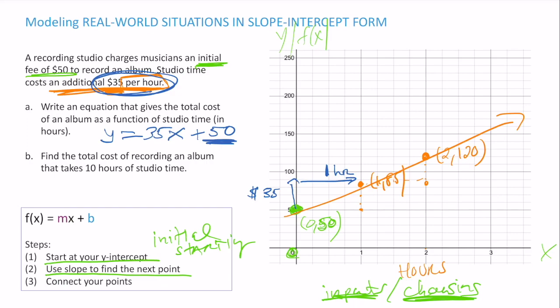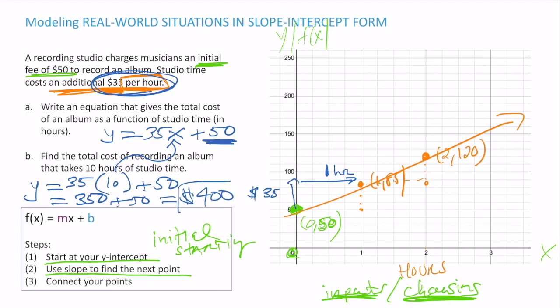Okay, last thing, find the total cost of recording an album that takes 10 hours. Well, we already know what the equation is, so we just got to ask ourselves, how much is it going to cost when x is 10, right? X is the number of hours. And I still have to pay that 50 no matter what. So I got to spend $350 for the hourly time, plus my initial fee of 50, and that means I am spending $400 if I want 10 hours to record an album.